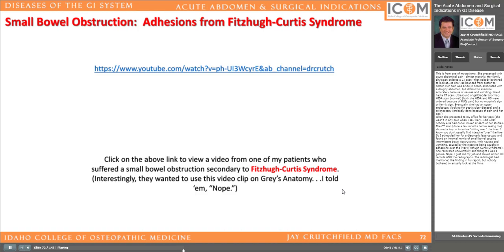Eventually, she had an upper endoscopy looking for peptic ulcer disease and a colonoscopy, probably done because of her pain and of her age. When she came to my office for her pain, she wasn't in any pain when I saw her, luckily. I did what nobody else had done. I actually looked at each of her studies. The CT scan done a few months before seeing me showed a loop of intestine sitting over the liver. I know you don't usually find intestine over the liver, so I scheduled her for a diagnostic laparoscopy and found an internal hernia of small bowel causing intermittent bowel obstructions with nausea and vomiting caused by the intestine being caught in the webs of adhesions over her liver.